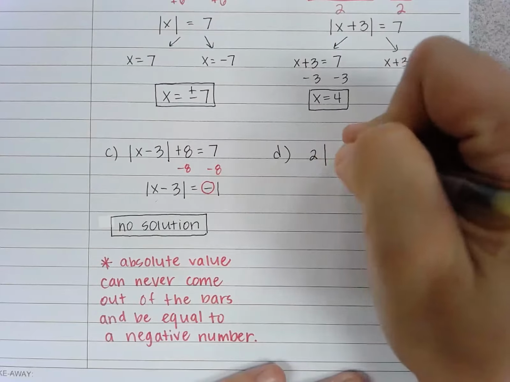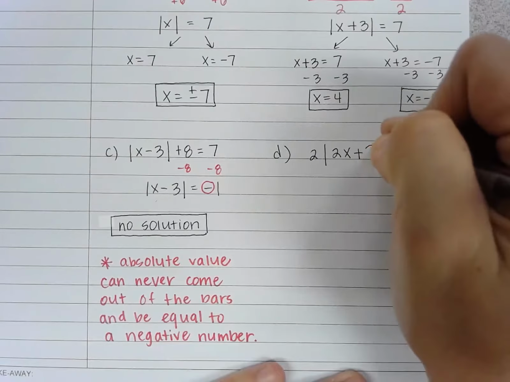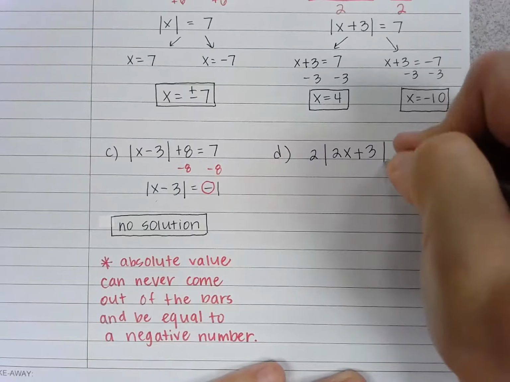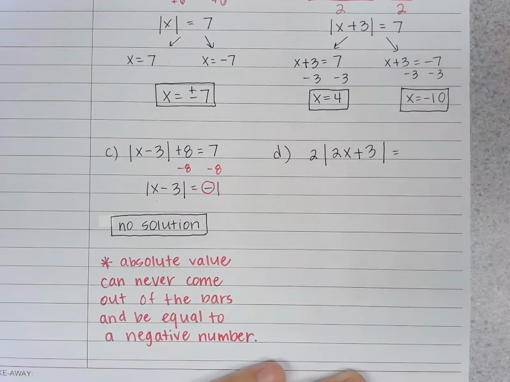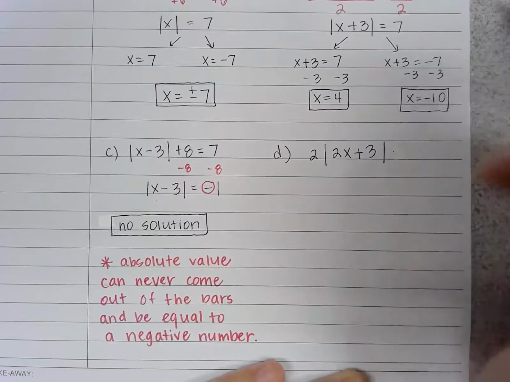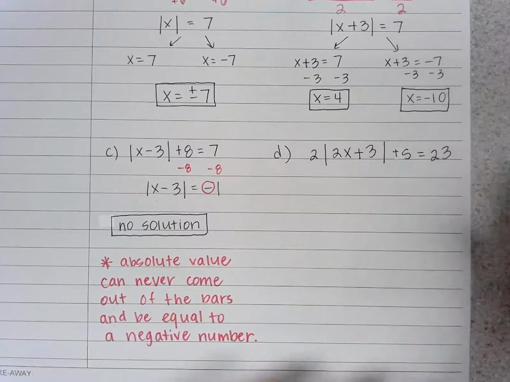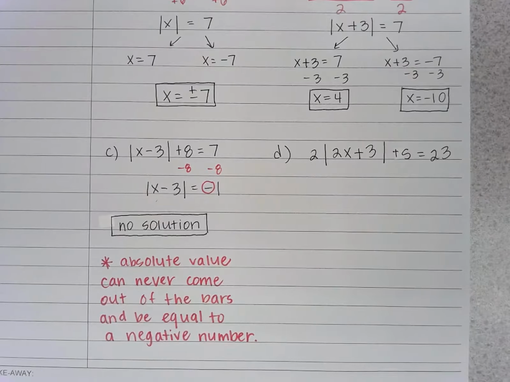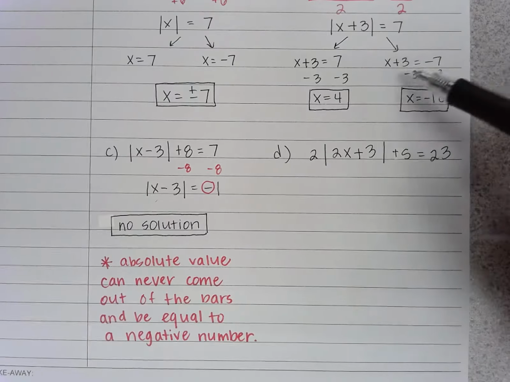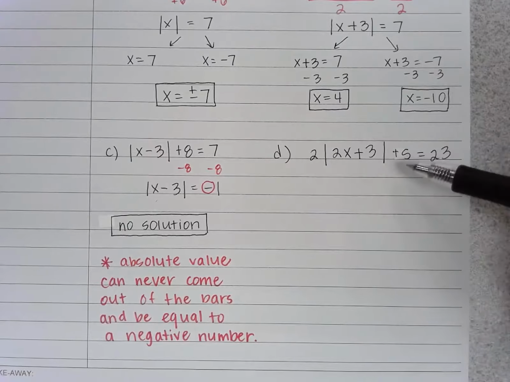It says 2 times the absolute value of 2x plus 3 plus 5 is equal to 23. And so this example has the most steps out of all the ones we've done today because it has a number out front and it has a number in the back.